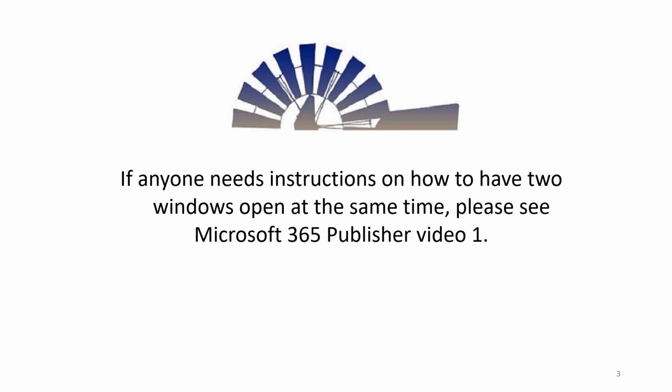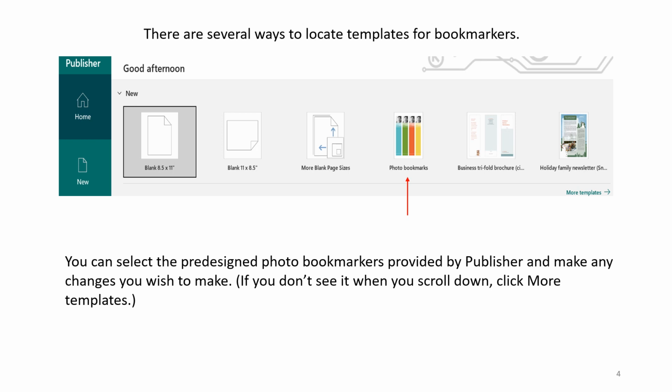If anyone needs instructions on how to have two windows open at the same time, please see Microsoft 365 Publisher Video 1. There are several ways to locate templates for bookmarkers. You can select the pre-designed photo bookmarkers provided by Publisher and make any changes you wish to make. If you don't see it when you scroll down, click More Templates.